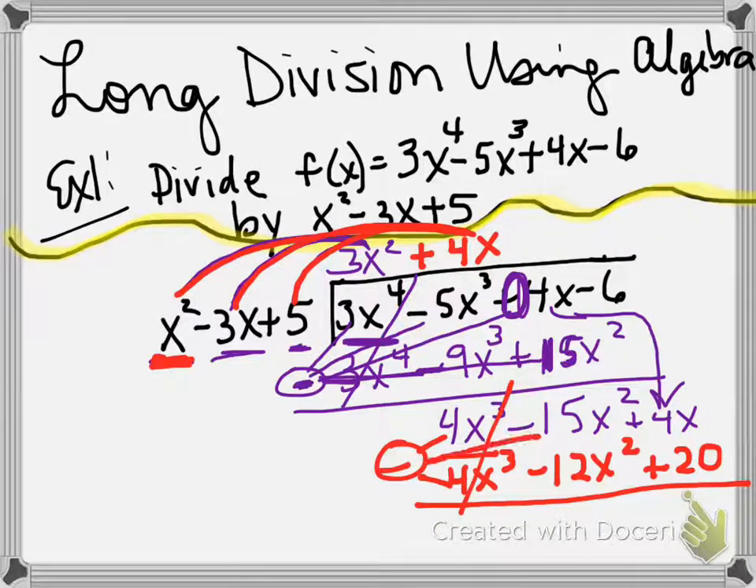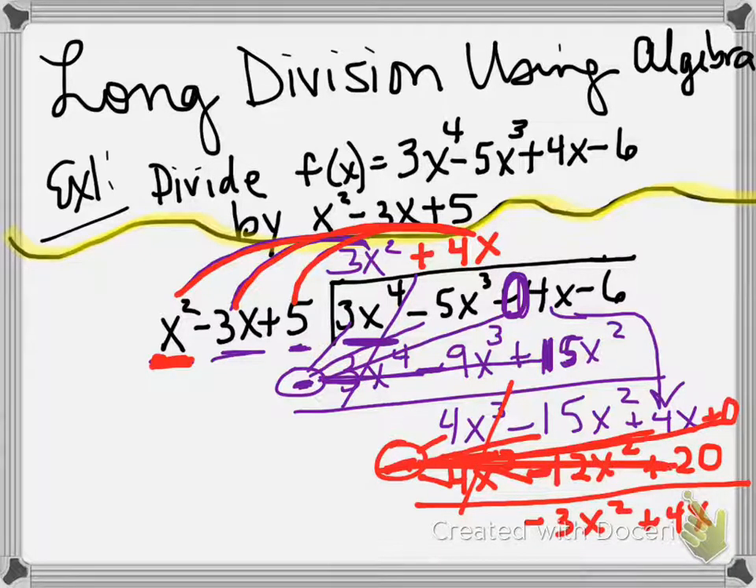When I say negative 15x squared minus negative 12x squared, a negative times a negative is going to make that positive. So this is going to be negative 15x squared plus 12, which is negative 3x squared. Then I'm going to say 4x minus 20. Well, that doesn't work because 4x and 20 are different terms. So I'm going to bring the 4x down, and I'm going to put a 0 here so that I can say 0 minus 20, which is negative 20.